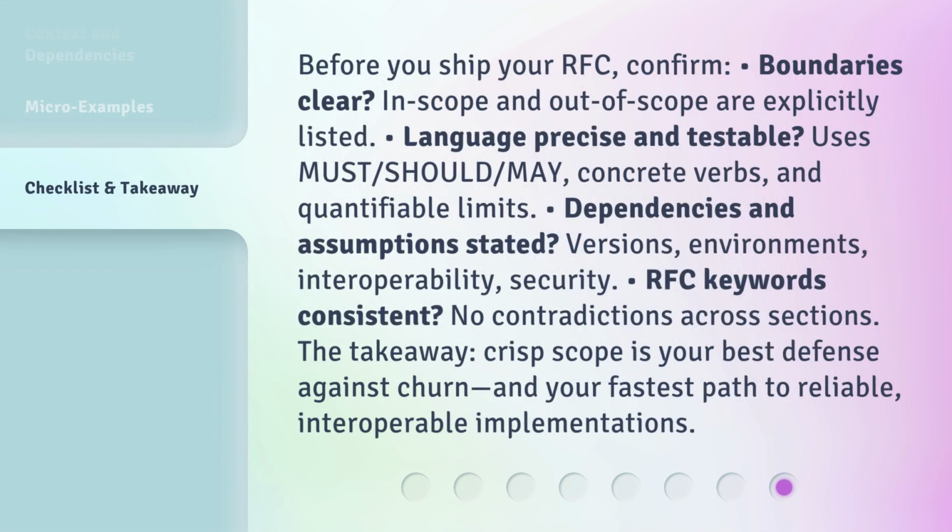Before you ship your RFC, confirm. Boundaries clear? In scope and out of scope are explicitly listed. Language precise and testable uses must/should/may. Concrete verbs and quantifiable limits. Dependencies and assumptions stated? Versions, environments, interoperability, security. RFC keywords consistent? No contradictions across sections. The takeaway: crisp scope is your best defense against churn and your fastest path to reliable, interoperable implementations.